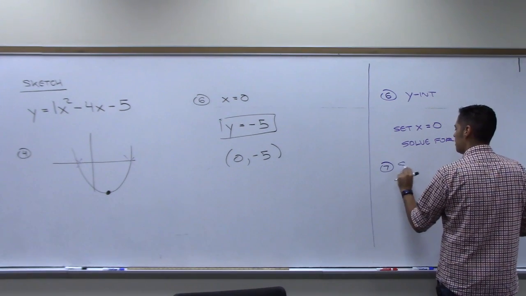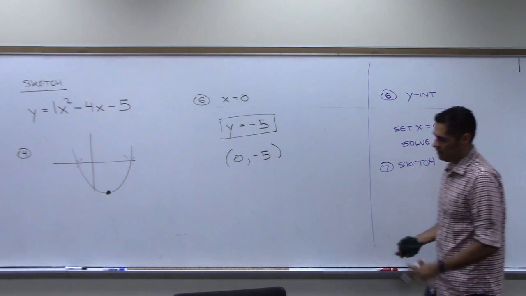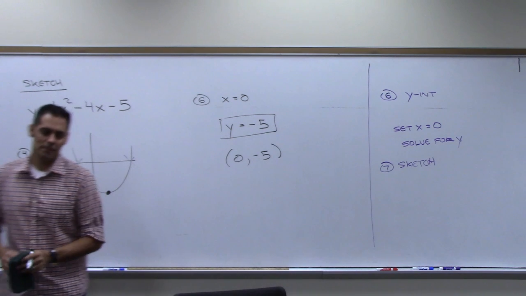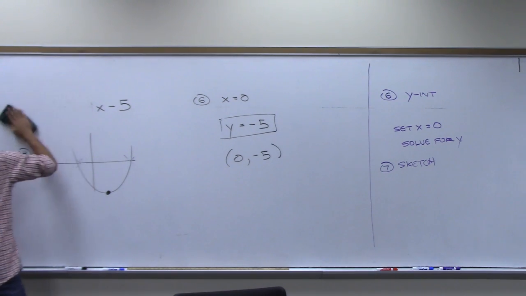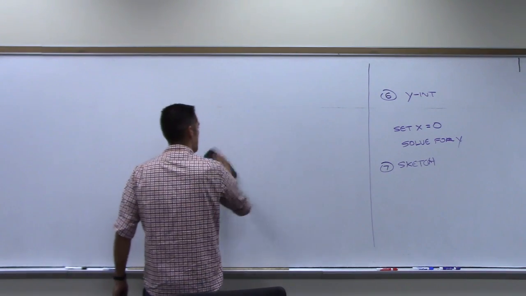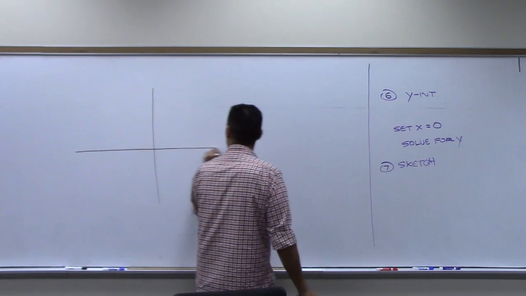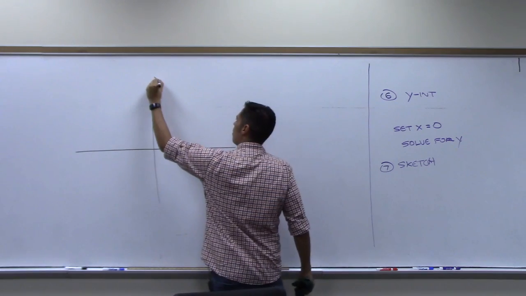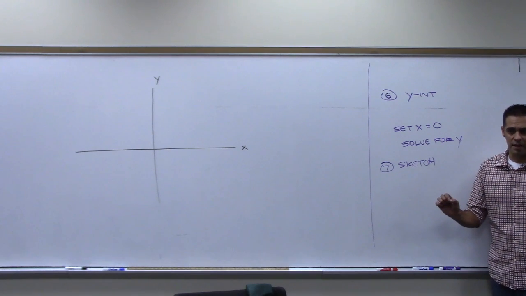All right, now this is the last step. 7. Sketch. So here comes the sketch. You're going to draw x and y axes. X, y. And we're going to start drawing this by placing the vertex.